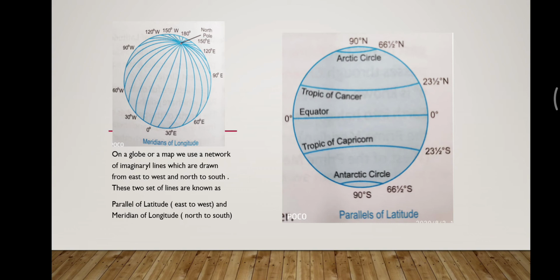The distance around the earth is measured in degrees. The equator is at 0 degree latitude. Other lines of latitude are marked with their degree measured along with the letters N or S, indicating whether they are located in the northern or southern hemisphere.